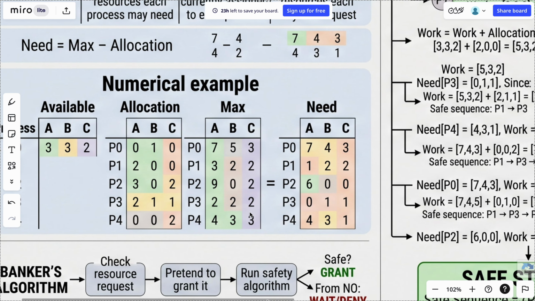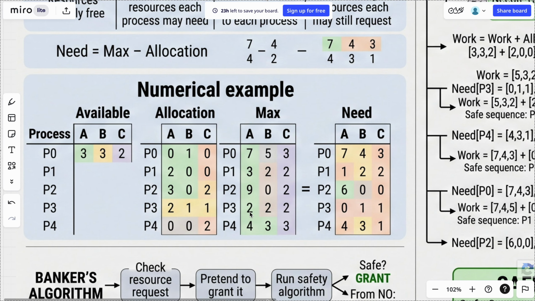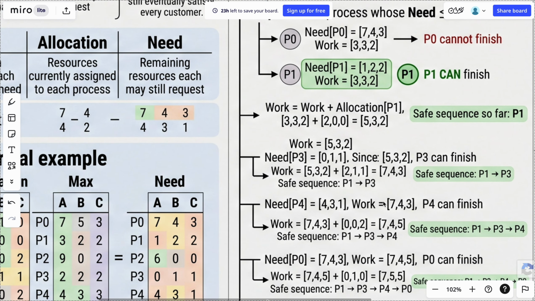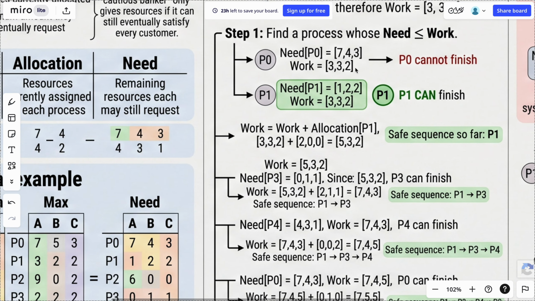So this is how you make these matrices. You see, this is available, this is allocated, this is maximum and need. P0 to P4 are processes that are coming in, and you can see if I do max minus allocated, that is 7 minus 0 is 7, 5 minus 1 is 4, and 3 minus 0 is 3, I'll get need. And after I get need, I'll see, okay, I have need, and this is a request that's coming in. It cannot be completed, no. P0 cannot complete.